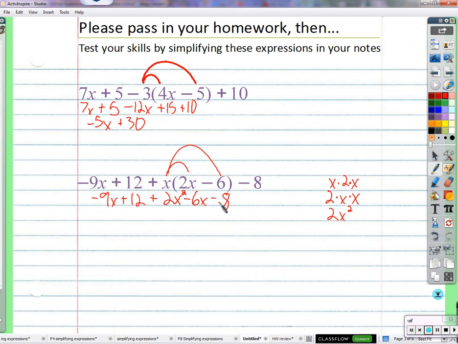So we have 2x squared minus 6x, all this stuff is the same, plus 2x squared minus 6x minus 8. Josie? You would combine the negative 9x and the negative 6x to get negative 15x. Okay, those are like terms. And then you can combine the positive 12 and the negative 8 and get positive 4. And then you're just left with 2x squared. Yes, 2x squared.